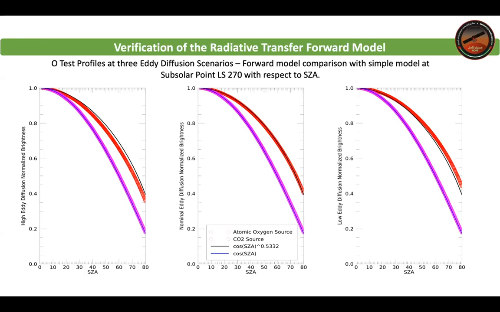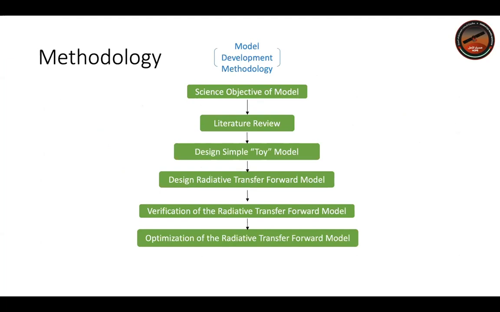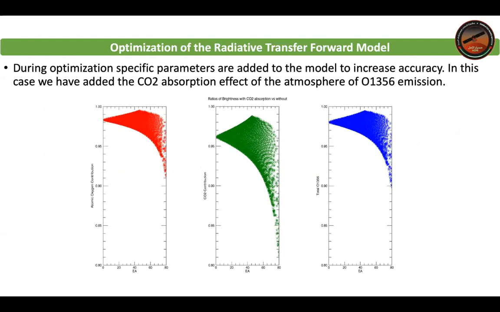Optimization of the radiative transfer model. What else can we add to make this model more accurate? One of the things that we were looking at was to add the CO2 absorption effect on the atmosphere of oxygen 1356. These are some plots that we created when we added the CO2 absorption and how it affected both CO2 contribution and oxygen contribution to the band, as well as the total band. So it was also interesting to see, and that's another factor that we can add to make our model more accurate.